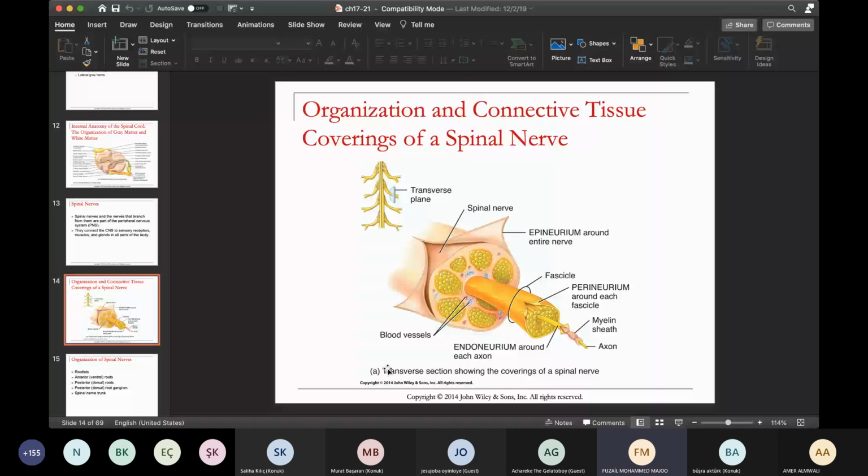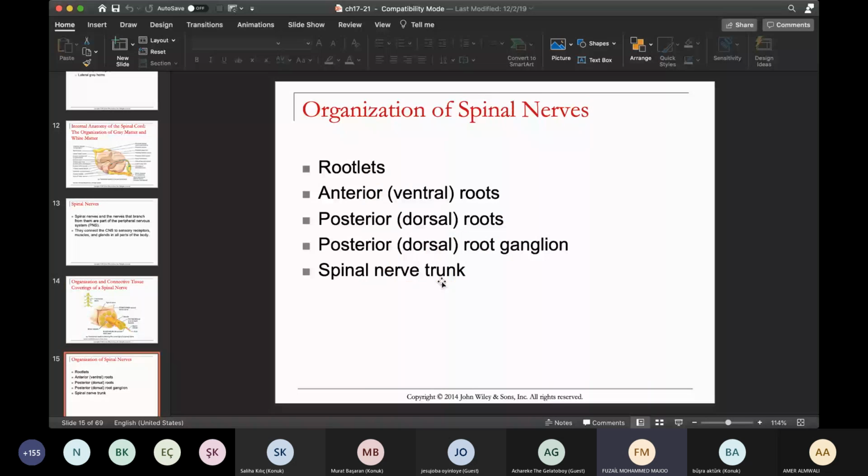All right, now moving over here. So spinal nerves, they come from the spinal cord as a series of spinal rootlets, okay? The two types of rootlets we have are the anterior, which is also referred to as the ventral rootlet, and then we have the posterior or the dorsal rootlet.